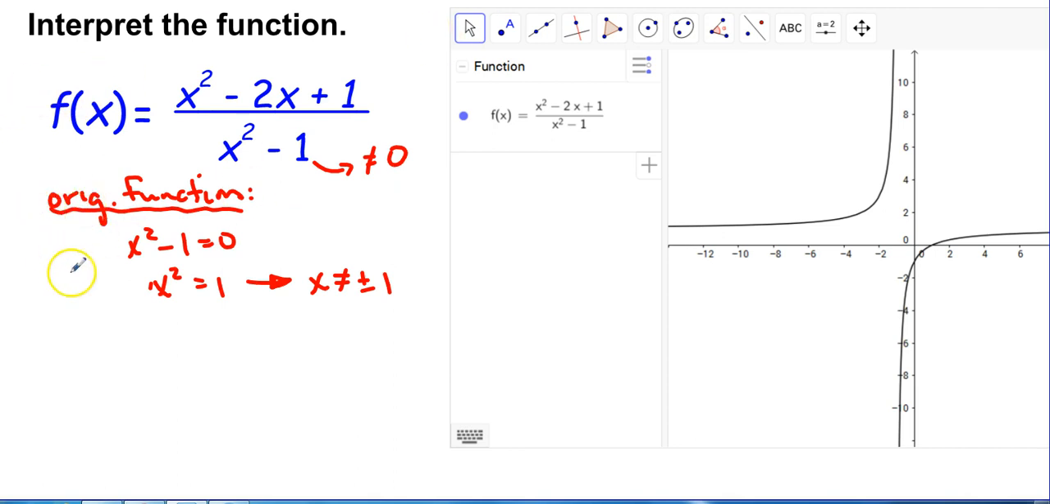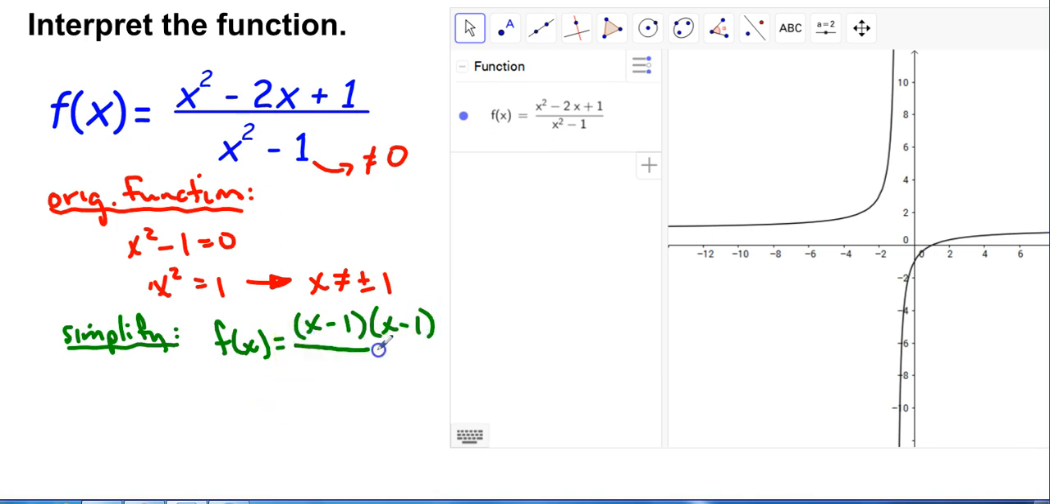The second thing I'm going to do is simplify. And what I mean by simplify is I'm going to see if I can factor the numerator and the denominator. We look at the numerator and say, well, that's kind of easy. I know that I can factor that numerator into x minus 1, x minus 1. So there's our factored form for the numerator. Now we're going to factor the denominator. We know that's a difference of squares, so that's x minus 1, x plus 1. Now I take a step back and I see, hey, I've got 2 things that can cancel here.